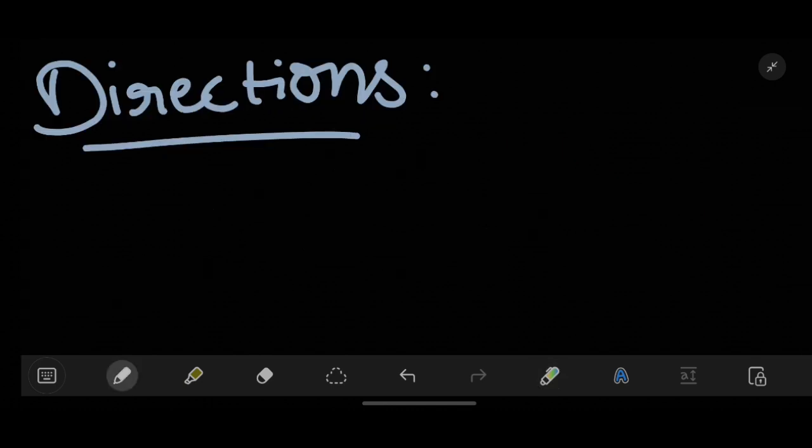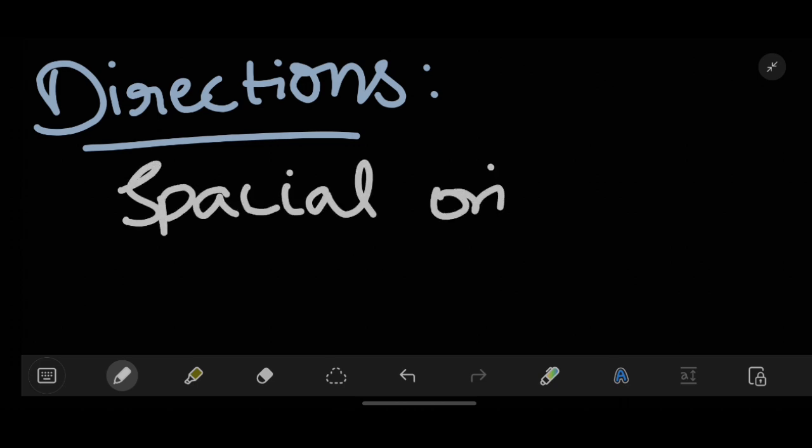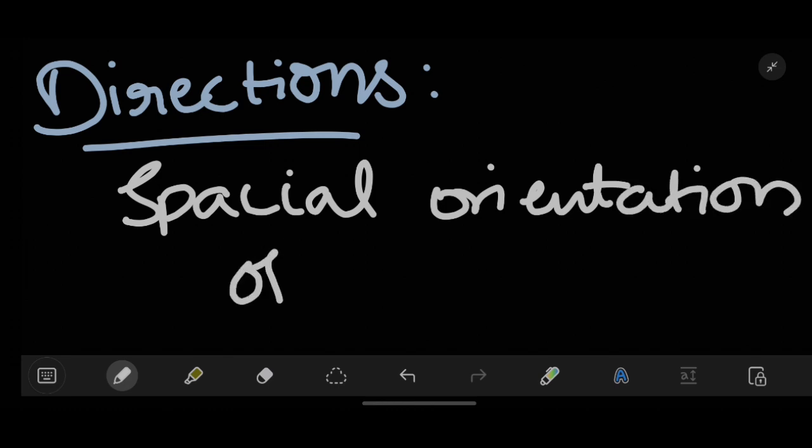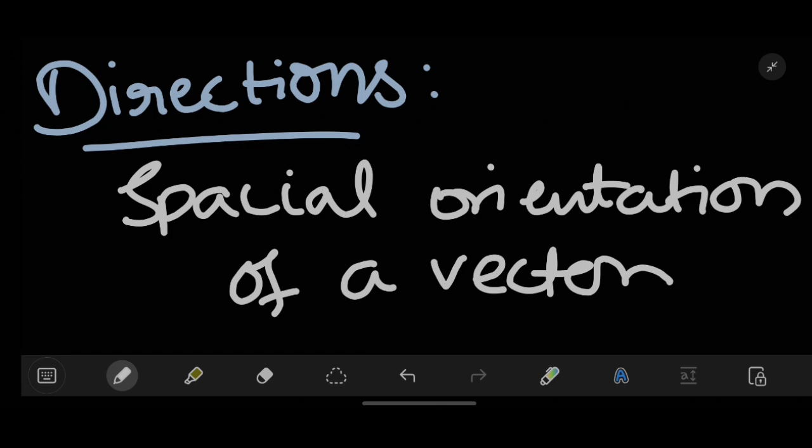Now coming to directions of a vector. How do we deal with this topic? See, first, what is direction? It is just the spatial orientation of a vector. That's it. That is a simple definition of what the direction of a vector is. Now how do we give this?